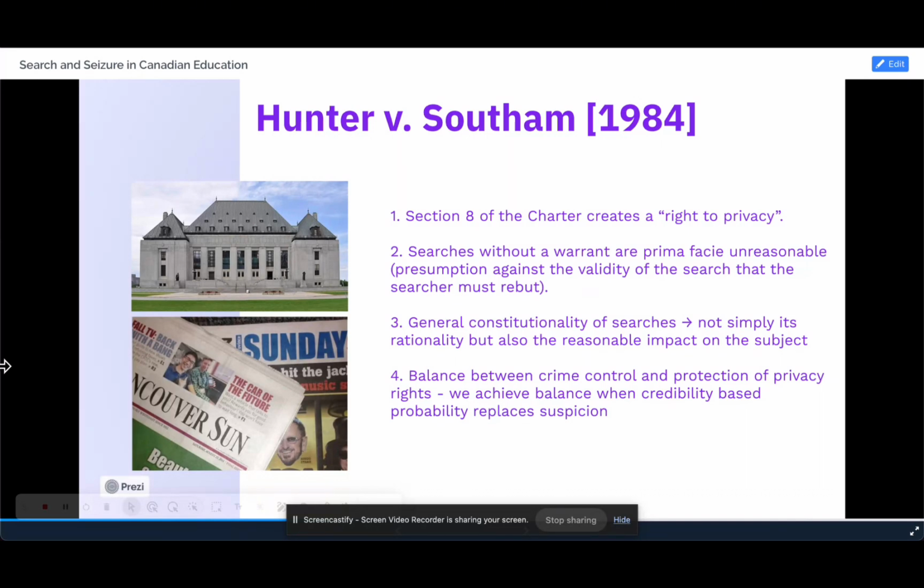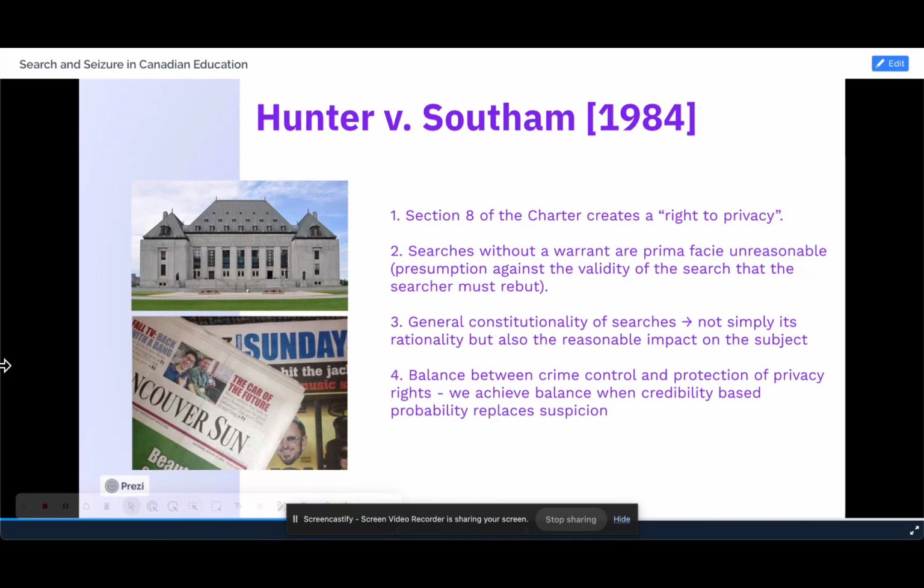One, the establishment that Section 8 of the Charter was created to make a right of privacy. Two, the establishment that searches without a warrant are prima facie unreasonable. This means first impression, or the presumption against the validity of the search, that the searcher must rebut.